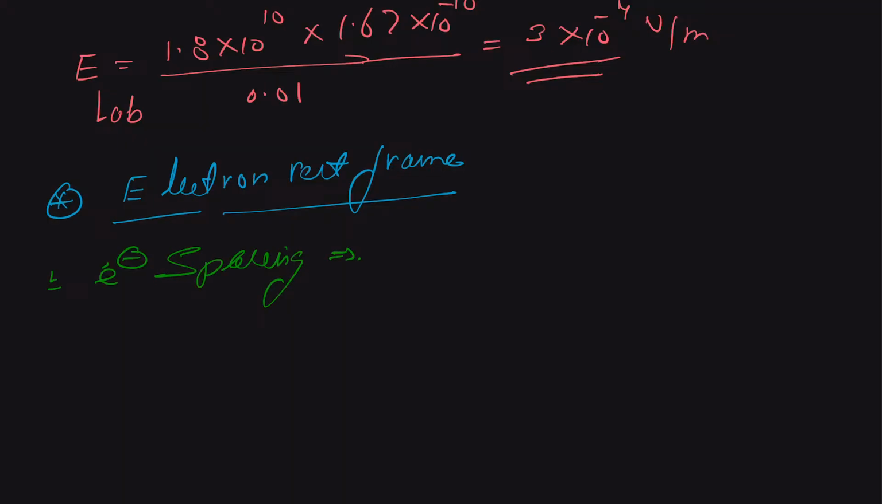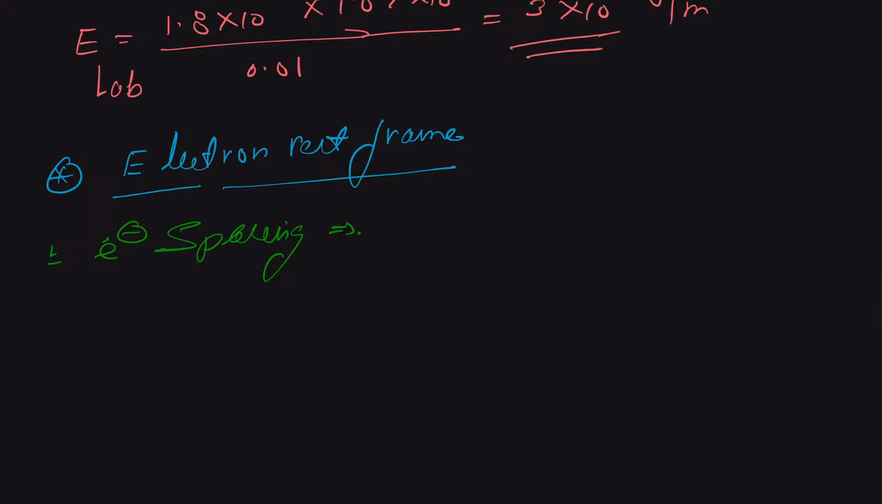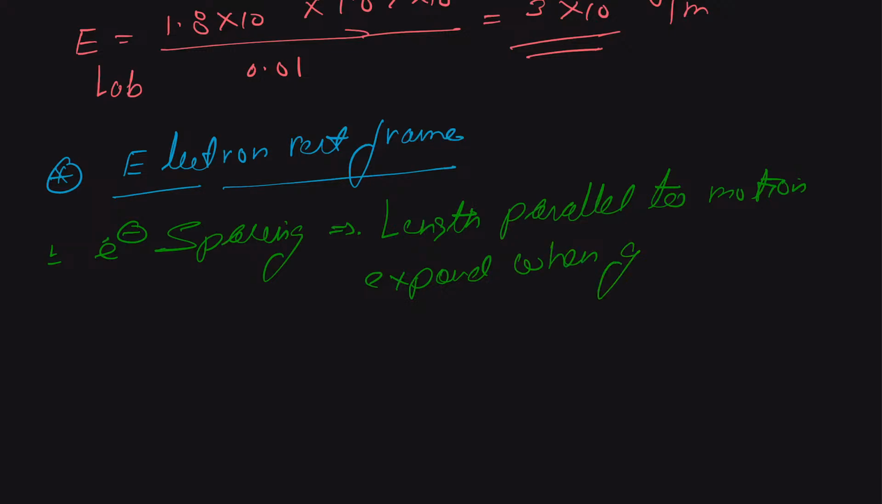and because the length runs parallel to the motion, so that will result, from the rest frame, in our electron spacing, our length parallel to the motion, expanding when going to the rest frame.